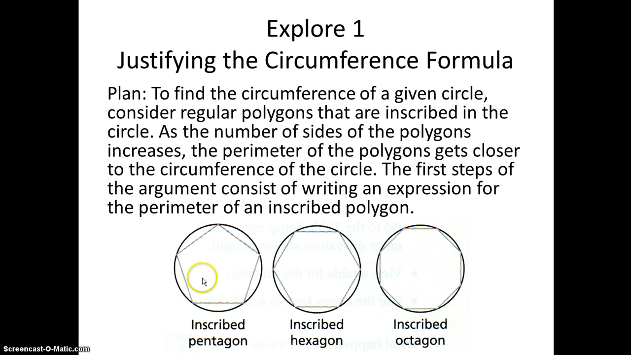Here is a regular pentagon. If we then inscribe a regular hexagon, followed by a regular octagon, and then a regular nonagon, you see how as our inscribed polygon has more and more sides, the perimeter of the polygon gets closer and closer to the actual circumference of the circle. So we're going to use that as a key part of our argument.